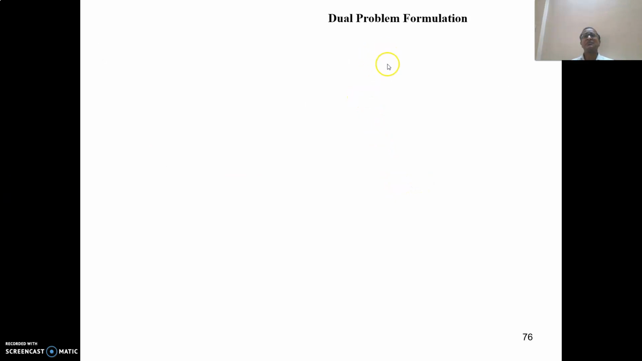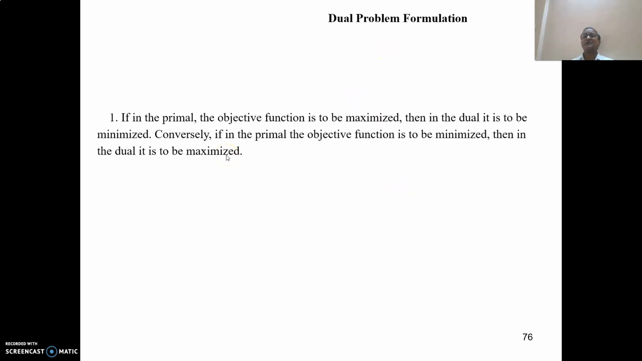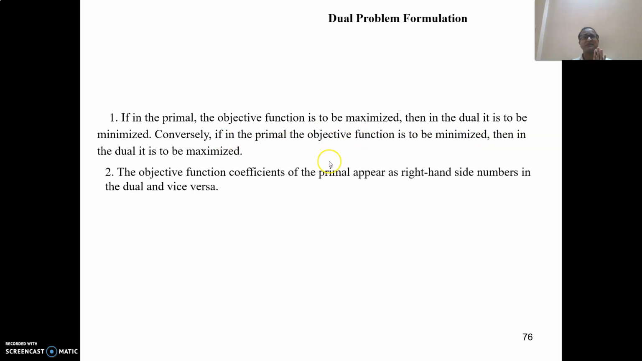Next is dual problem formulation. When the text is given, we have to formulate the problem, as we have already seen in the earlier videos on LPP formulation. Similarly, here when you go for the dual conversion, we first have to see how to formulate it. First, if the primal objective function is maximized, then its dual is minimized. Conversely, if the primal objective function is minimized, then its dual is maximized.